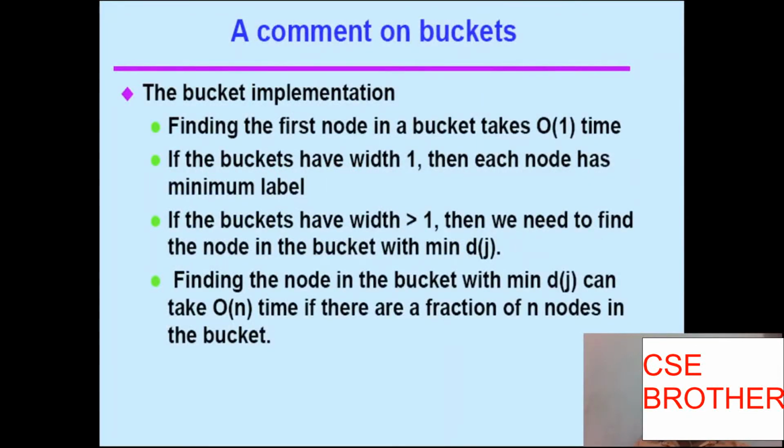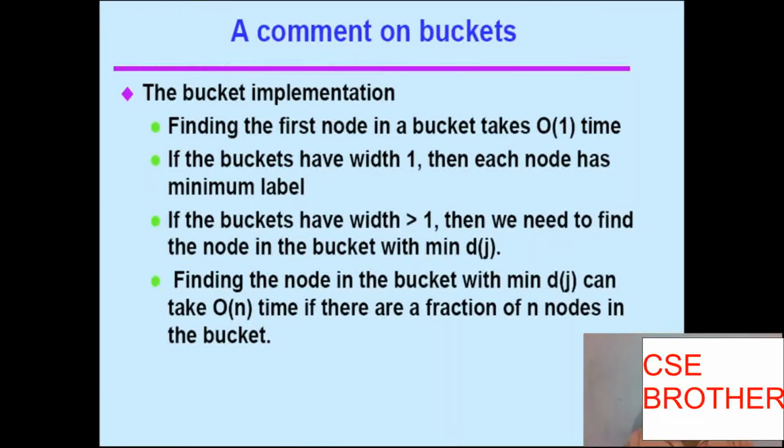The bucket implementation. Finding the first node in a bucket takes O(1) time. If the buckets have width 1, then each node has the minimum label. If the buckets have width greater than 1, then we need to find the node in the bucket with minimum distance, that is d(j). Finding the node in the bucket with minimum d(j) can take O(n) time if there are a fraction of n nodes in the bucket.